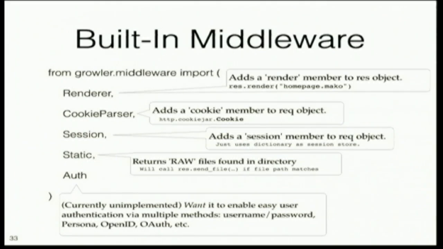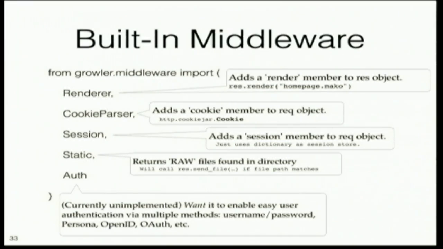So let's switch gears and talk about middleware for a second. I have a couple of standard ones right now. They mostly don't work, so I need help. Please, fork, pull request. For example, with this renderer one, if you import renderer from growler.middleware, it adds the res.render method to the response. So now you can call res.render with a template name, and when you create that renderer middleware, you give it the path to actually look for the templates.